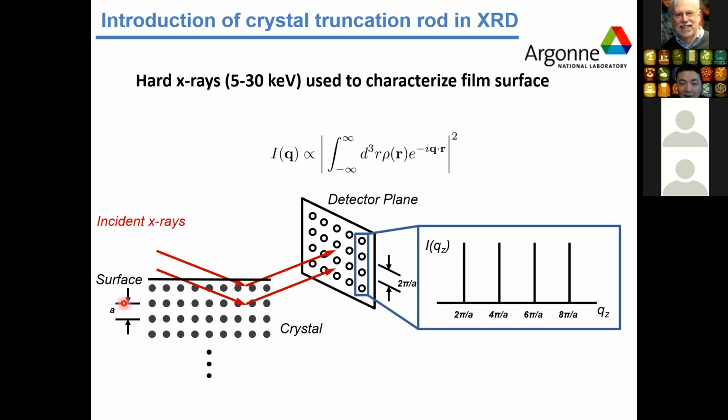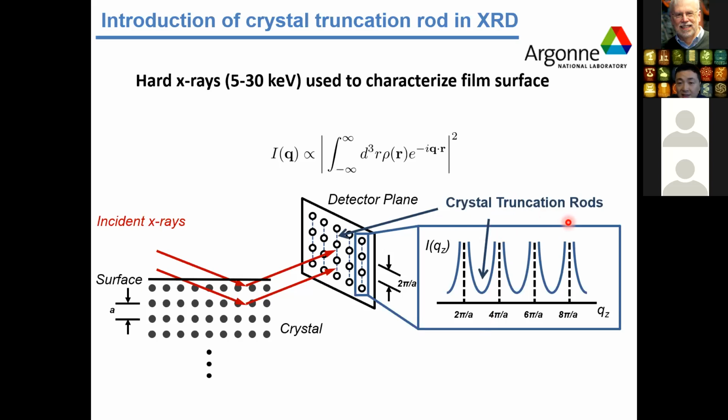But if your sample has a very sharp surface or a sharp termination between two different materials, then when you do the measurement, besides these Bragg peaks, you'll also have more features between the Bragg peaks. These features between the Bragg peaks are the so-called crystal truncation rods.